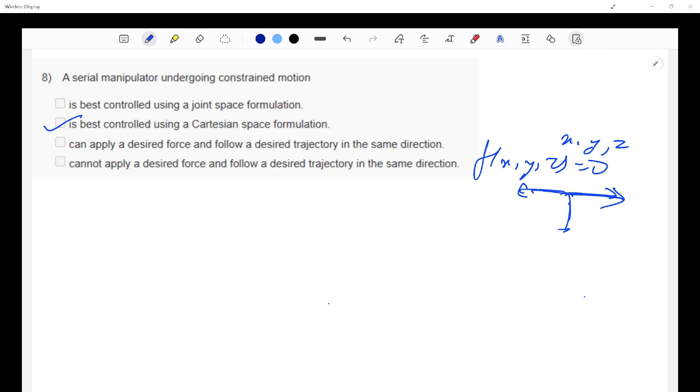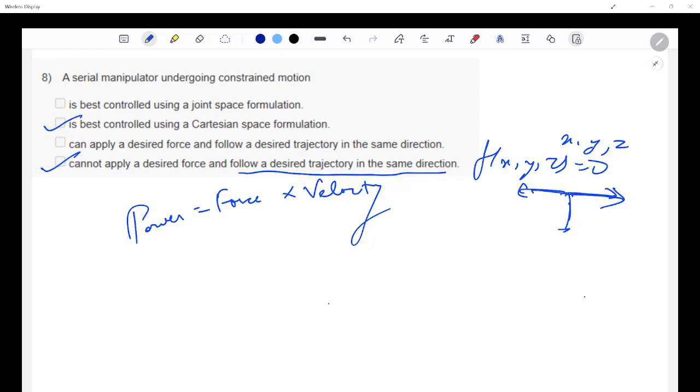Okay, then the force versus velocity thing is very important. There is a fundamental duality principle that you cannot control force and position in the same direction. Why? Because we can also see this from power equals force times velocity. Right. If both are independently controlled, there is a conflict. For example, if grinding goes on, the normal direction has a controlled force and the tangential direction controls the motion. Okay. So the fourth option, it cannot apply a desired force and follow a desired trajectory in the same direction, is correct.